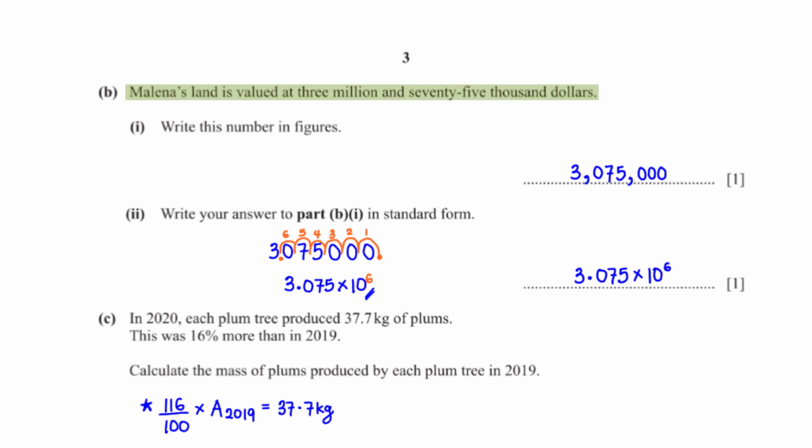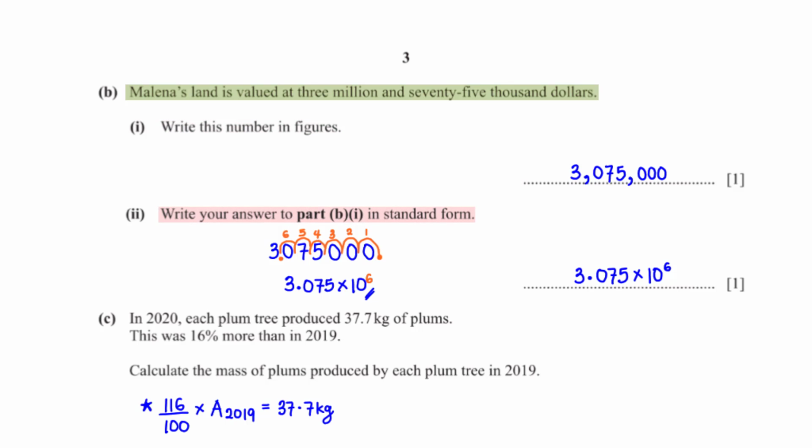Malina's land is valued at $3,075,000. Write this number in figures. This is the number in figures. To confirm this figure, you can type 3 million plus 75,000 into your calculator.